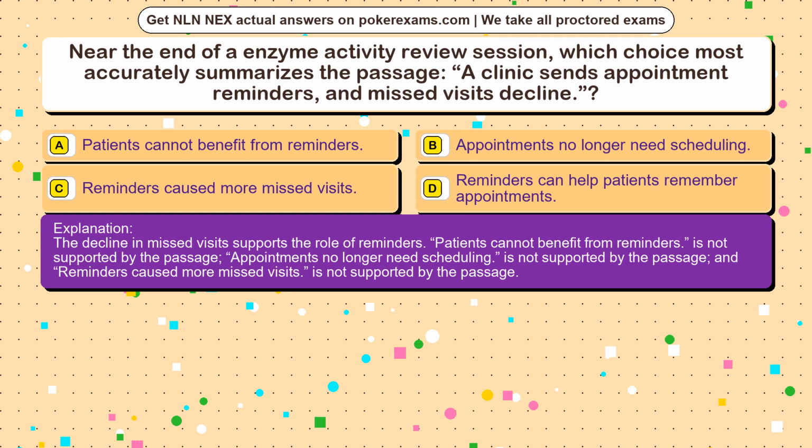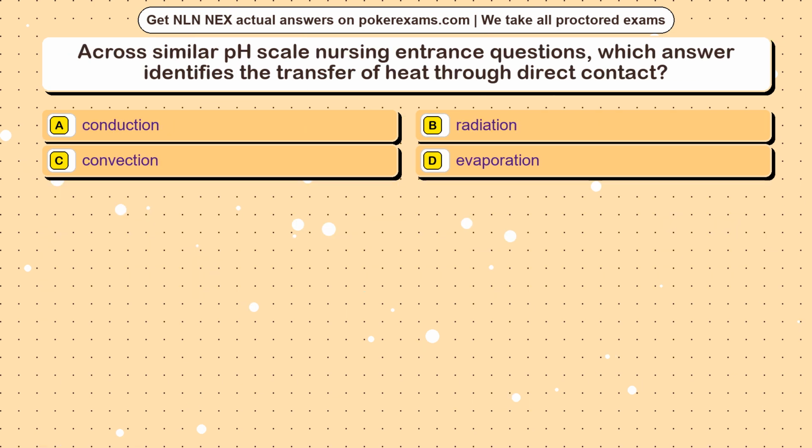Patients cannot benefit from reminders is not supported by the passage, appointments no longer need scheduling is not supported by the passage, and reminders caused more missed visits is not supported by the passage. Question 20. Across similar pH scale nursing entrance questions, which answer identifies the transfer of heat through direct contact? Option A, conduction. Option B, radiation. Option C, convection. Option D, evaporation.